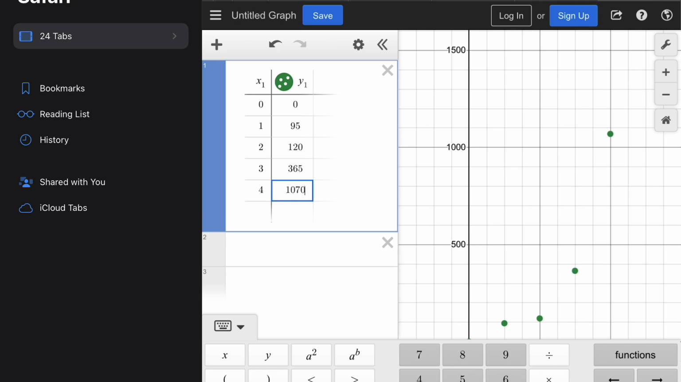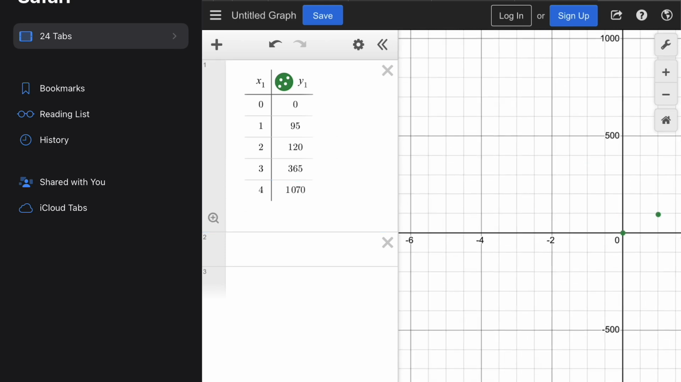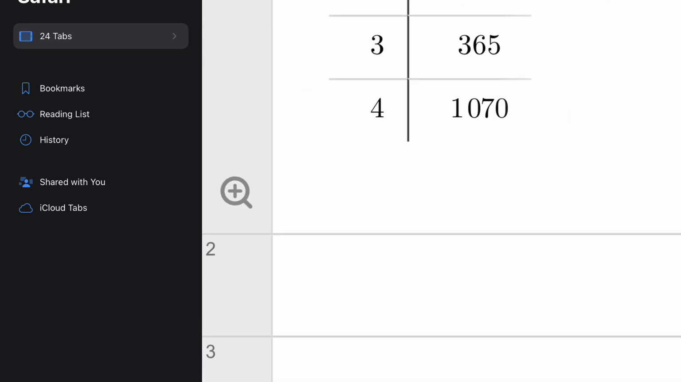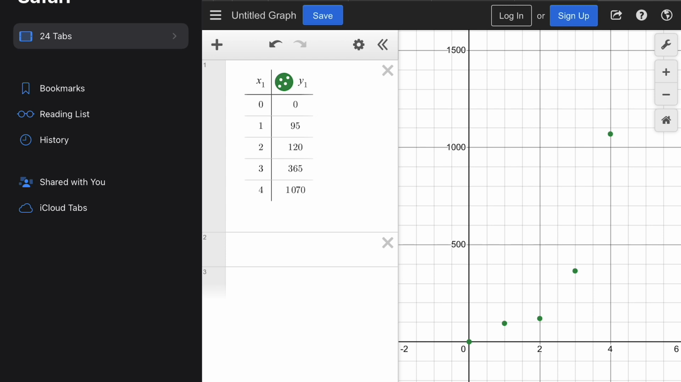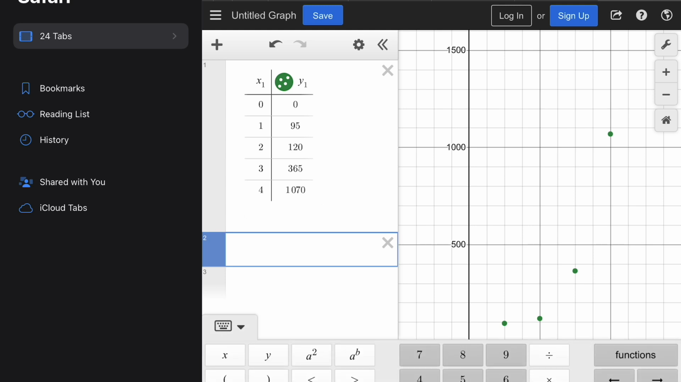1070. Perfect. And then once you finish that, you may be like weirdly arranged. There's this little magnifying glass here. And if you just press that, it brings you to all of your data points and to the correct scale. So that's really useful.